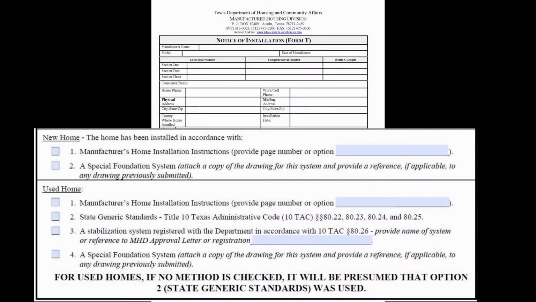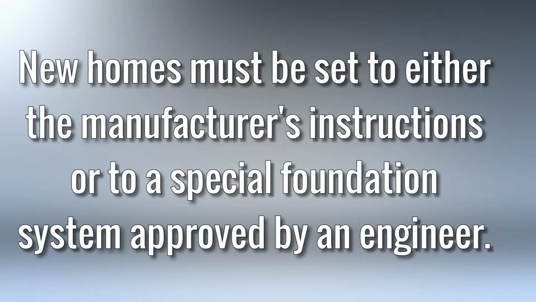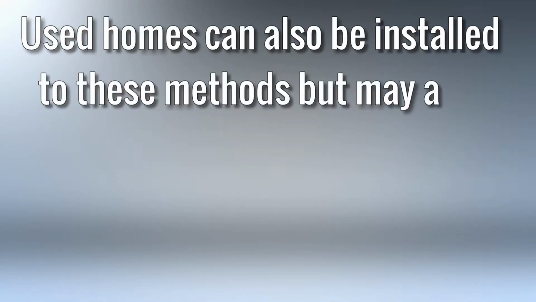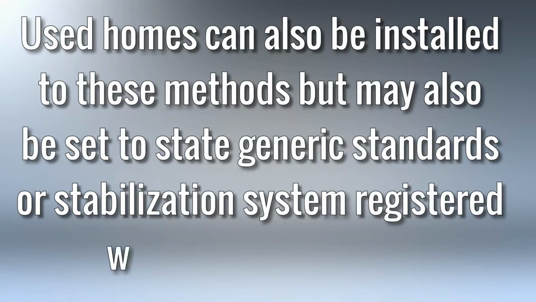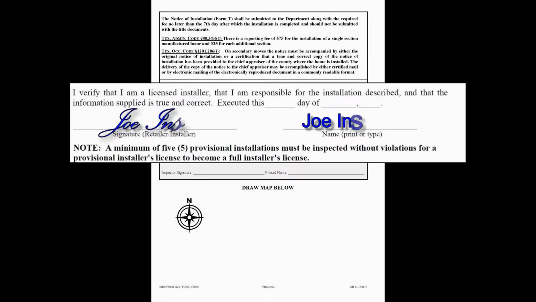You must also select the installation method to which the home is being installed. New homes must be set to either the manufacturer's instructions or to a special foundation system approved by an engineer. Used homes can also be installed to these methods, but may also be set to state generic standards or a stabilization system registered with the department. Be sure to sign and date the second page of the form.